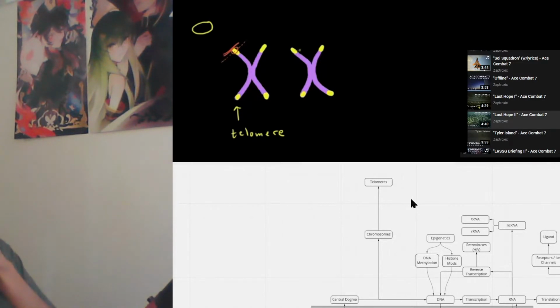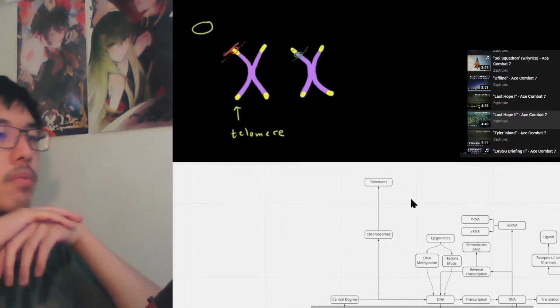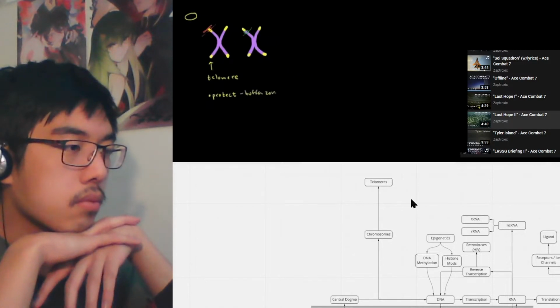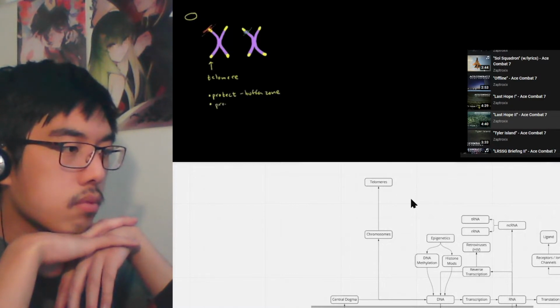So what would happen if there were no telomeres? Let's take a look at the other chromosome. If there were no telomeres, and the chromosome was only replicated till about here, there would be an area with useful genes that wouldn't be replicated, and that would be pretty problematic. So basically, telomeres act as a buffer zone because they do not contain any important genes. Another thing that telomeres do is prevent chromosomes from sticking to each other.